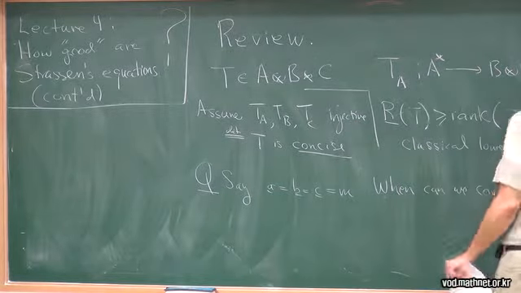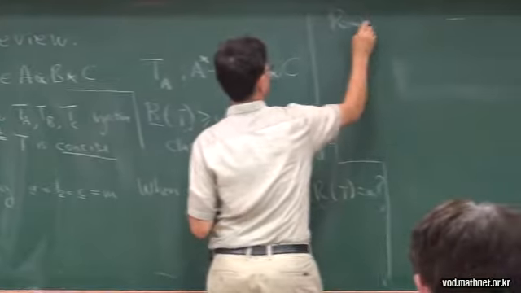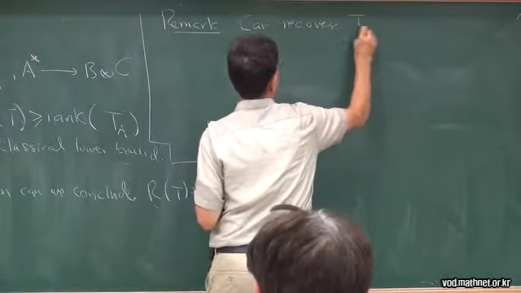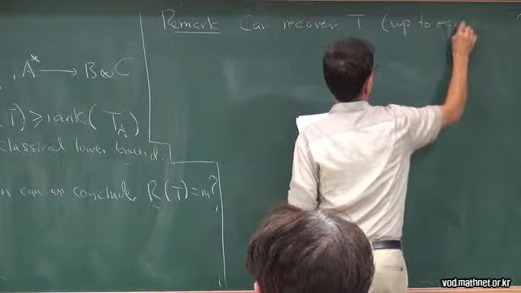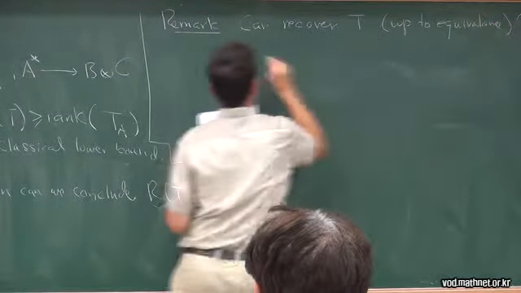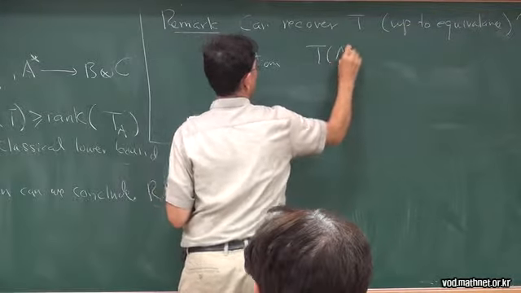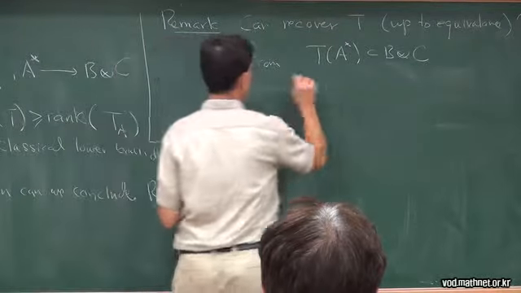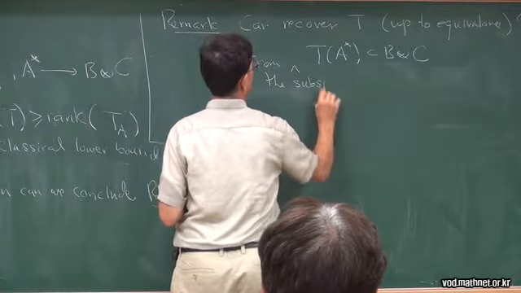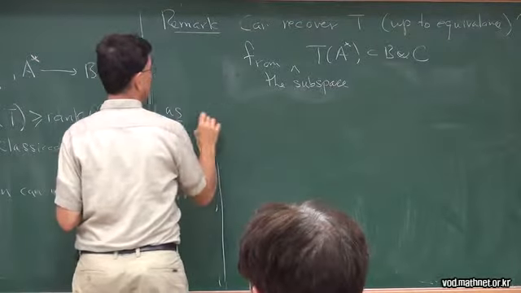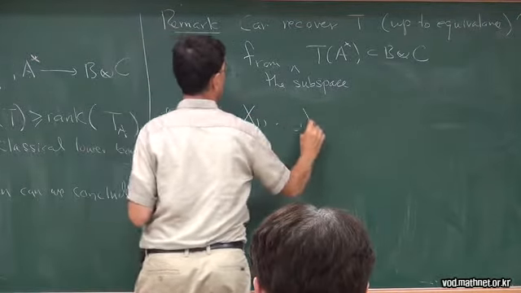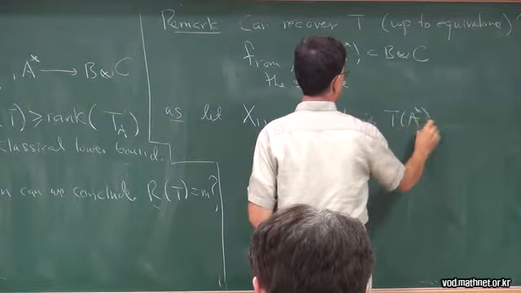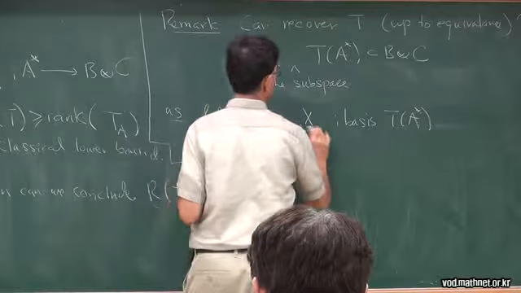So I should make a remark explicit that I said implicitly. We can recover T up to equivalence from the image T of A star sitting inside B tensor C, this subspace, as, let's say, x1 up to xm be a basis of T of A star. In fact, let's do it more generally.